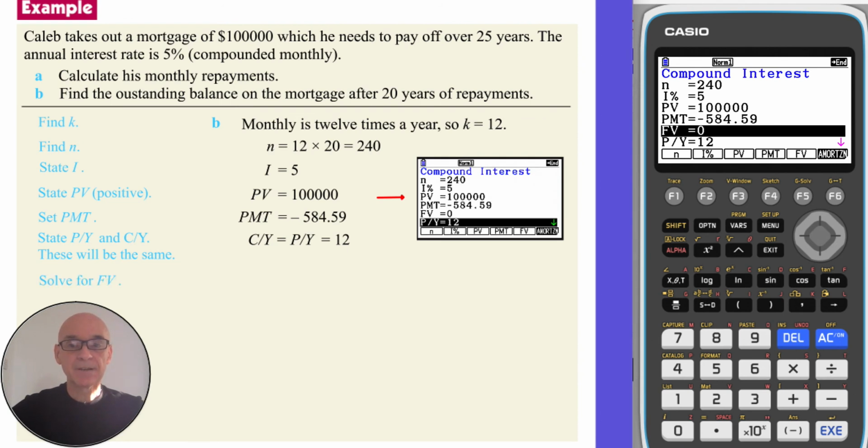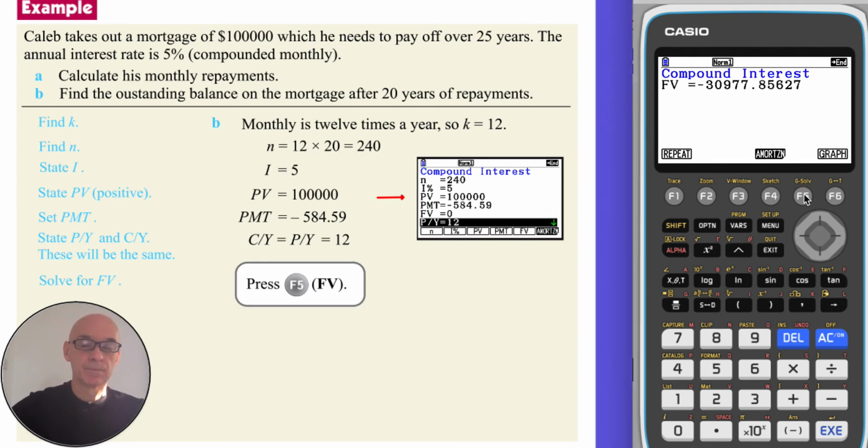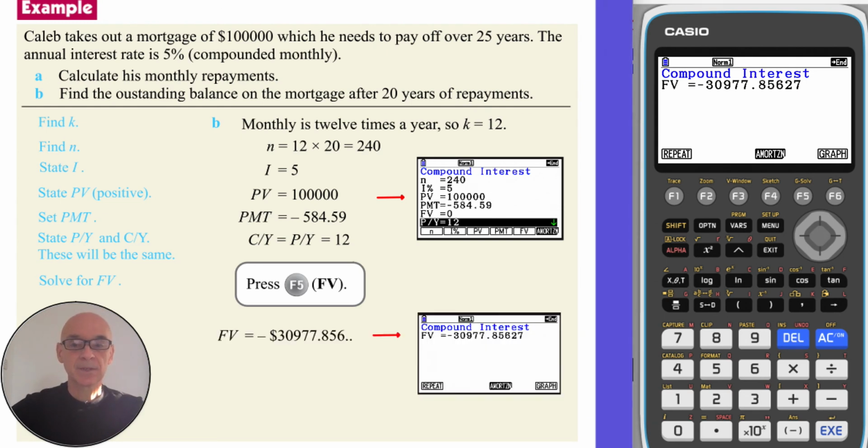To find the outstanding balance, we need to solve for FV. So pressing F5 gives the amount shown. And again, rounding to two decimal places, we see the outstanding balance is $30,977.86.